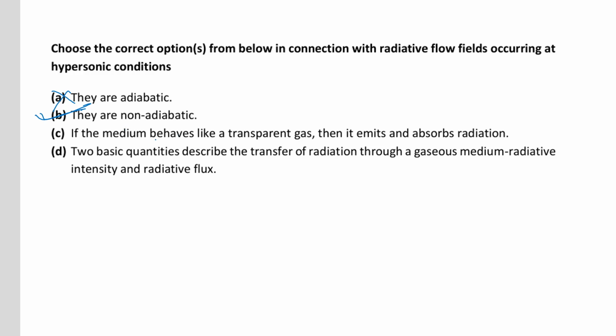Option C, if the medium behaves like a transparent gas, then it emits and absorbs radiation. This absorption part is the wrong thing. If it behaves like a transparent gas, then it will only emit radiation. Whatever radiation passes through will go through the medium, it will directly let pass. So statement C will also be wrong. And the two basic quantities which describe the radiative transfer are radiative intensity and radiative flux. This is the correct option. This is true.